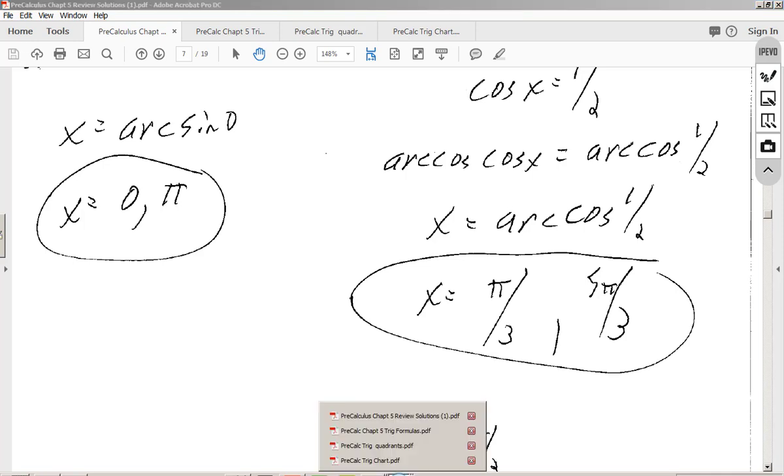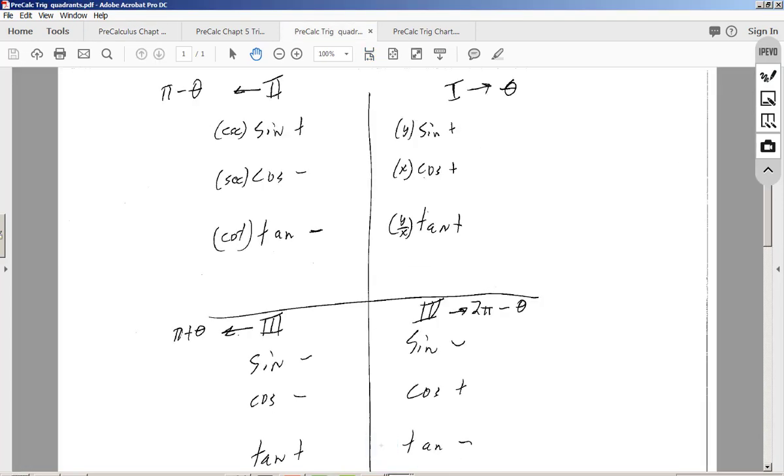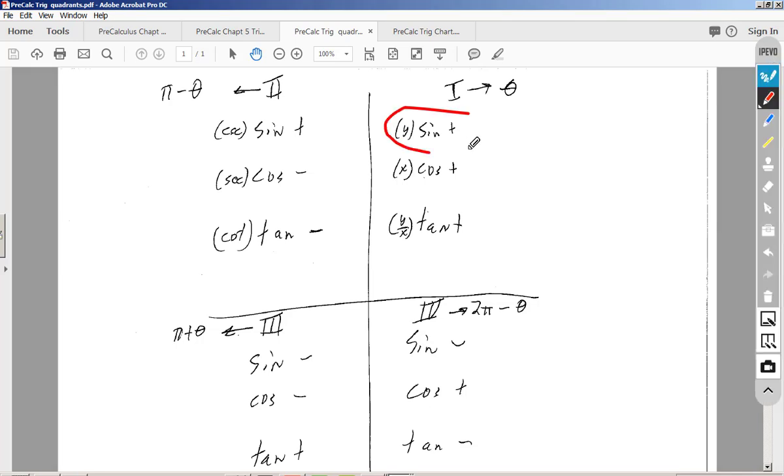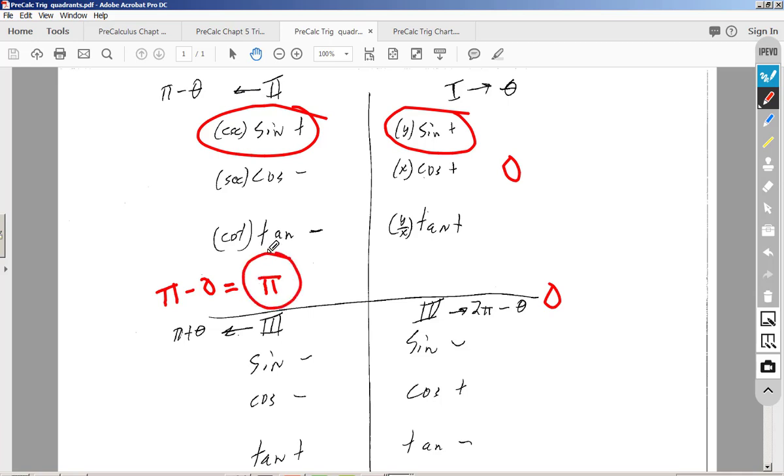So on my quadrant chart, I notice that sine is positive in both these quadrants right here. So my first answer was a 0, and notice that is a quadrantal angle. It just happens to be that way. So to get the other answer, I'm going to take pi minus 0, or I can take pi plus 0, either one. And so that answer is going to be pi. So there's my two answers off of that.